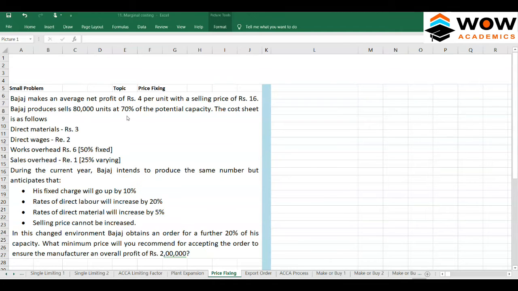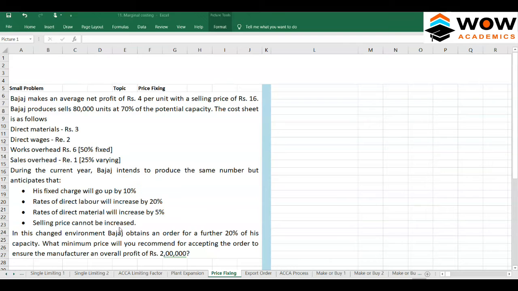The cost sheet is as follows. So direct material, direct wages, works overhead, which is partly fixed and partly variable, and sales overhead, again semi-variable. During the current year, Bajaj intends to produce the same number but anticipates that the fixed charge will go up by 10%. All the fixed costs will go up by 10%. Direct labor will go up by 20%, and direct material will go up by 5%. Selling price cannot be increased.